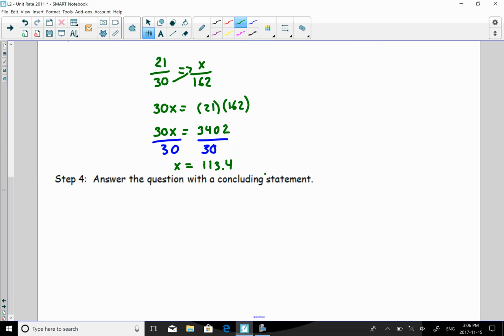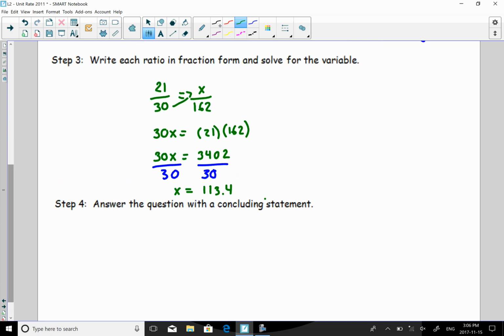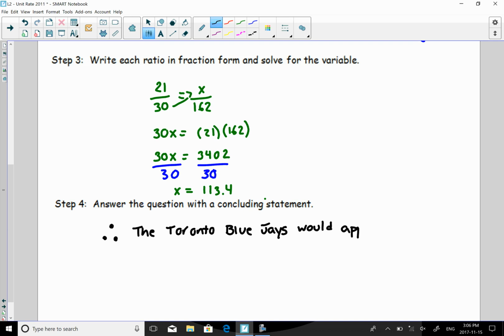Okay. When we have word problems, we always answer with a statement. Remember, this symbol here means, in math, therefore. Therefore, the Toronto Blue Jays would approximately hit 113 home runs.